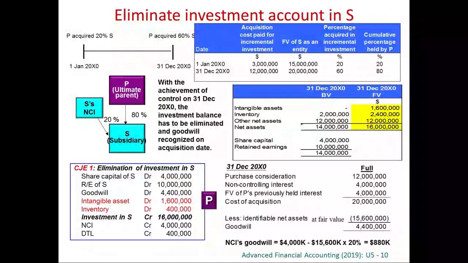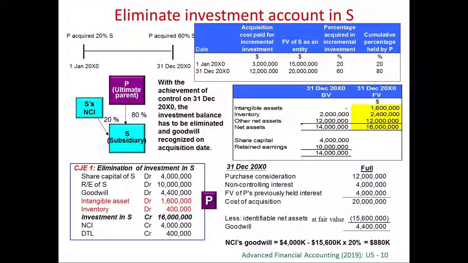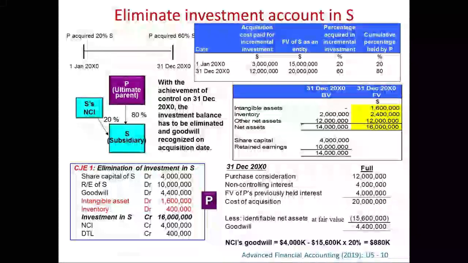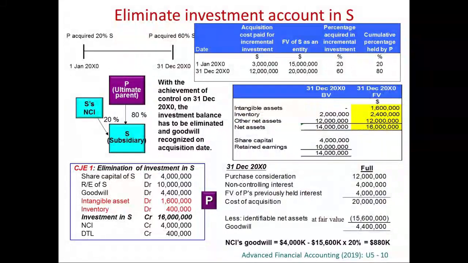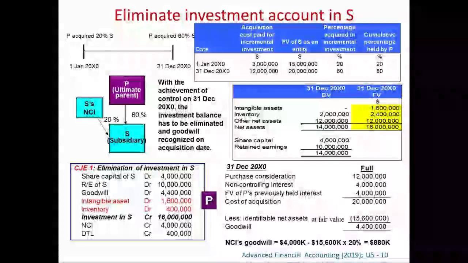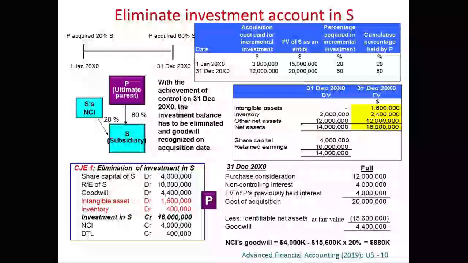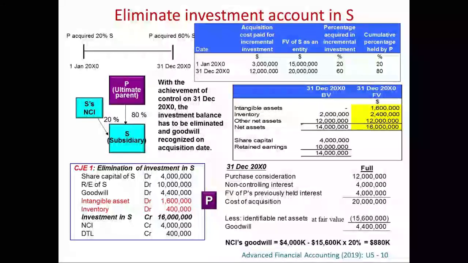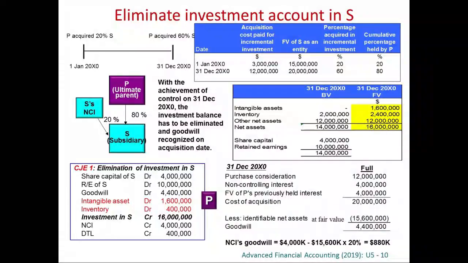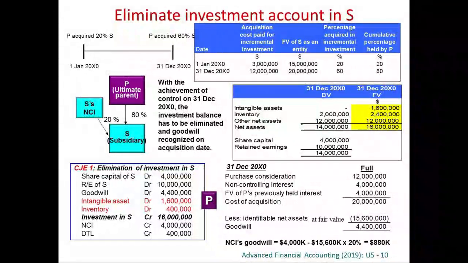So that's why you have credited your investment in subsidiary 16 million. Why 16 million? Because 12 plus 4 is 16. This represents the investment in subsidiary for all the 80%. The other 20% is contributed by NCI. So 16 million plus 4 million is the total cost of business combination, what we pay. What we pay will be eliminated against what we get.